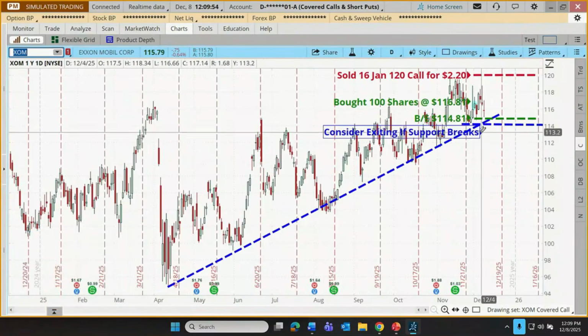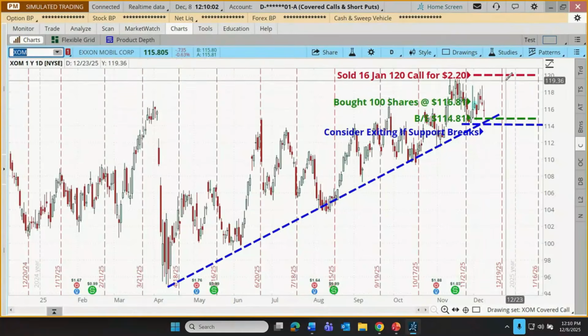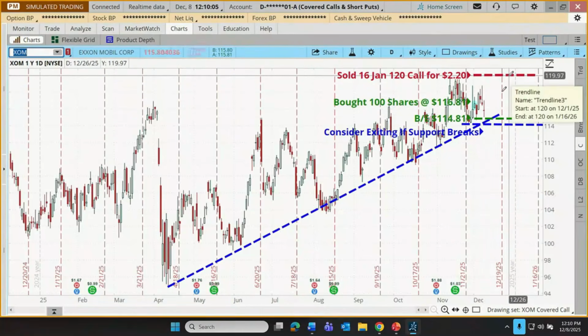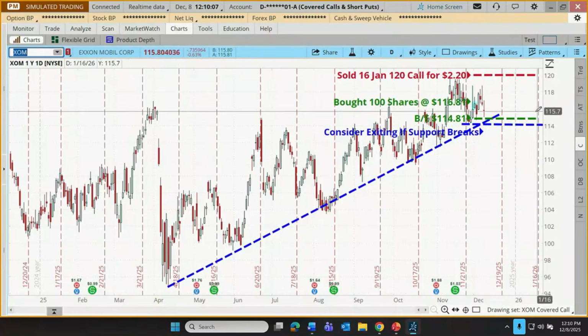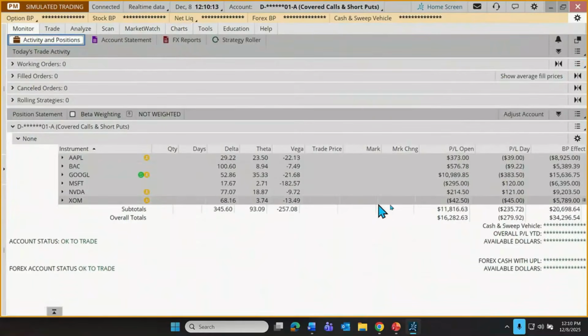Let's have a plan for this one. If we break through this recent support level, we're going to talk about maybe exiting there, but we're still above that and some distance to go before our contract goes in the money. There's still also lots of time left on this contract, all the way out here to the 16th of January. So that trade is doing okay. We'll just let that one work as well.